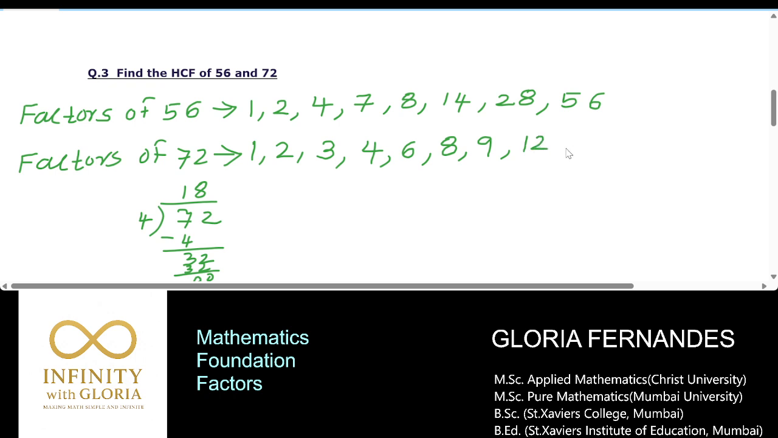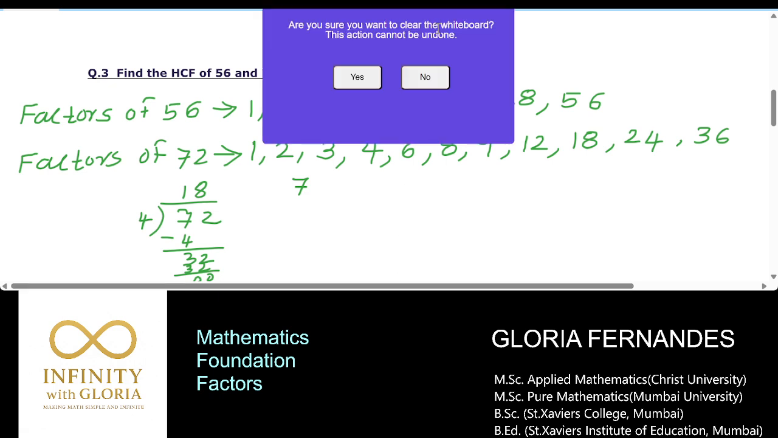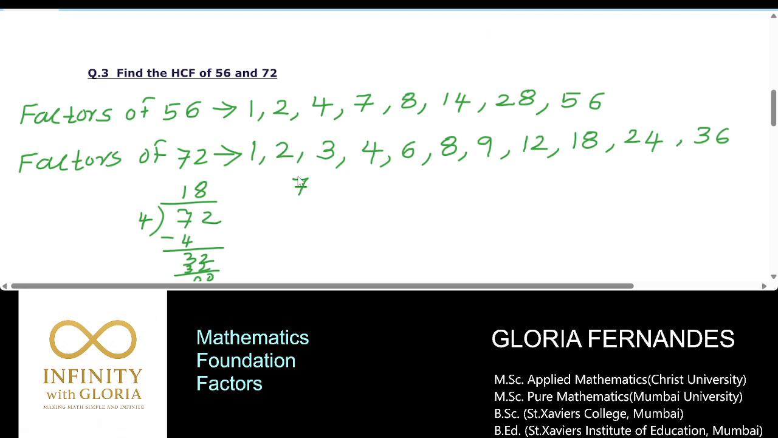12 is a factor, yes. 18 will also be a factor. Then we have 24, 24 is a factor. Then yes, 36 is a factor. And then we have 72 itself. So you can always cross check. In the 12's table, 72 also comes, 12 sixes are 72, yes. Then 18: if you want to check in the 18's table, when does 72 come?